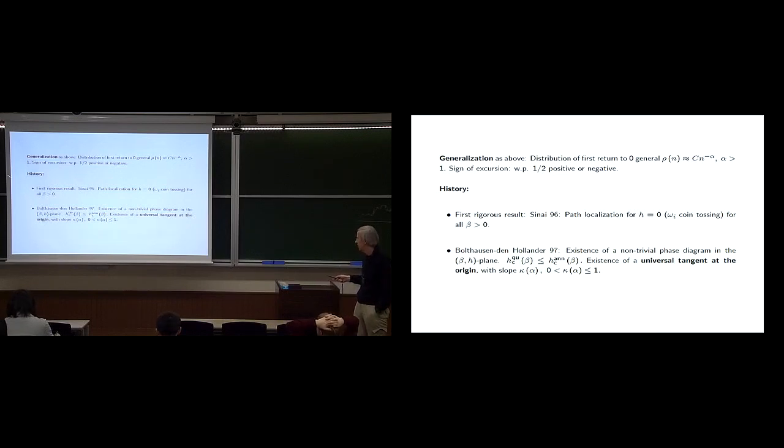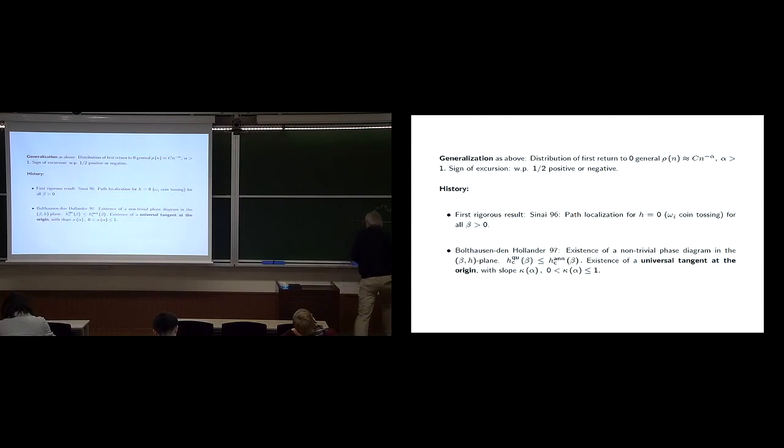Okay, I want to go a little bit into the history. I already mentioned this result by Sinai, who proved that you always have localization if beta is bigger than 0. And then there was this paper, it's now also nearly 20 years ago, I had with Frank den Hollander, where we proved the existence of a non-trivial phase diagram. So we proved that there is a critical line, and the main contribution is that there is a tangent at the origin.